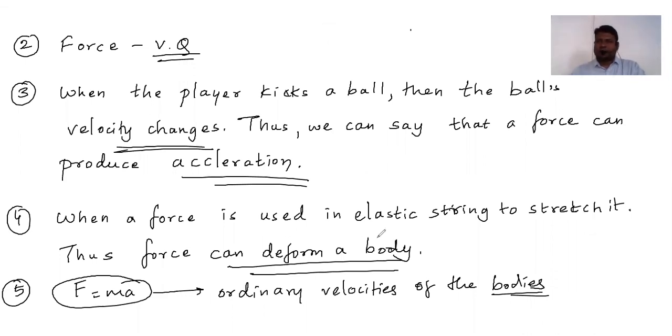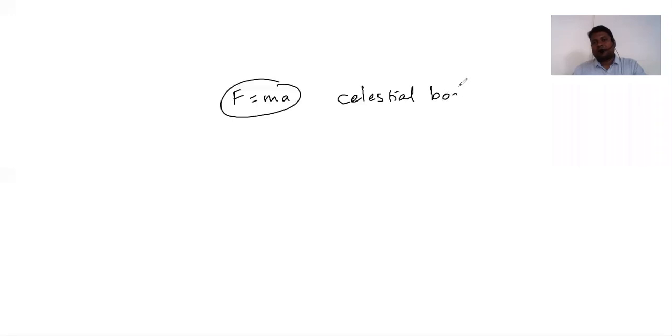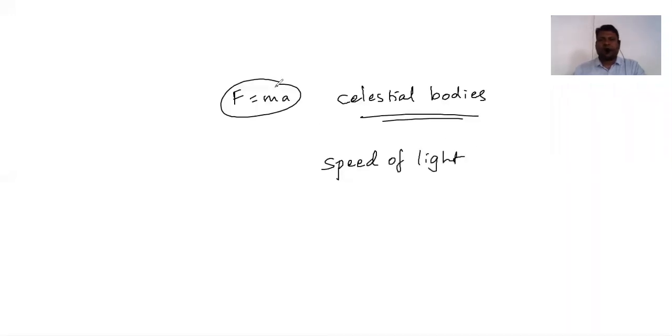Okay, so is this over, my dear kids? Means you cannot use that F is equal to ma for celestial bodies, like planets' acceleration, or else speed of light. You can use this F is equal to ma only for ordinary velocities, in the sense that ordinary vehicles are moving, as well as buses are moving, a person is running.